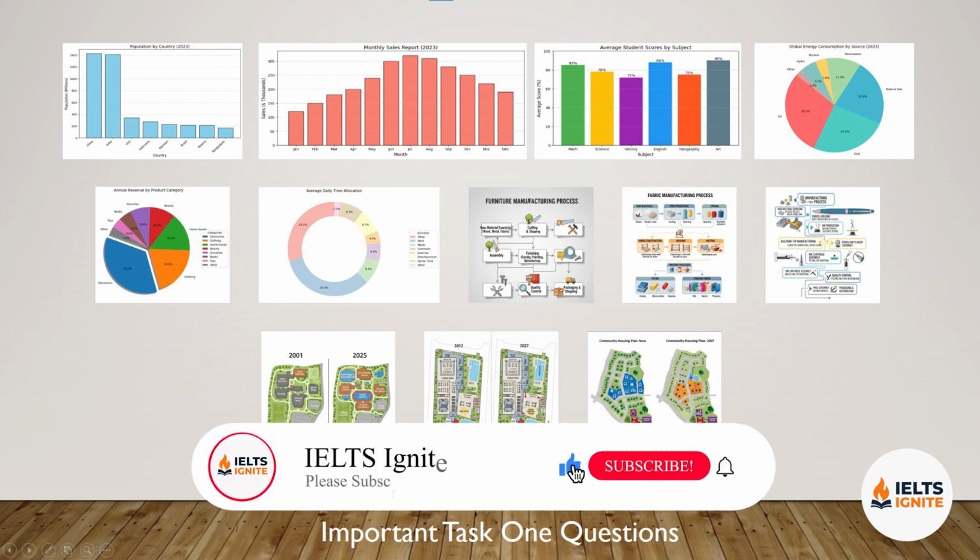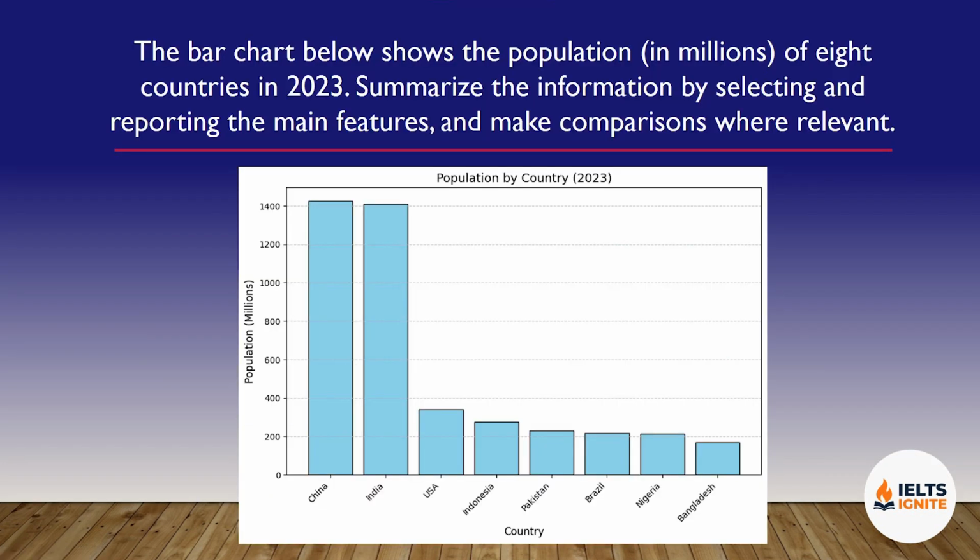Based on recent exam trends, you can expect bar charts, pie charts, process diagrams and maps in your writing task 1. Here are some strong examples that are highly likely to appear in your exam. Now, population bar chart, 2023, comparing 8 countries' populations. I'll show you a Band 8 model answer that explains key features, comparisons, and trends.